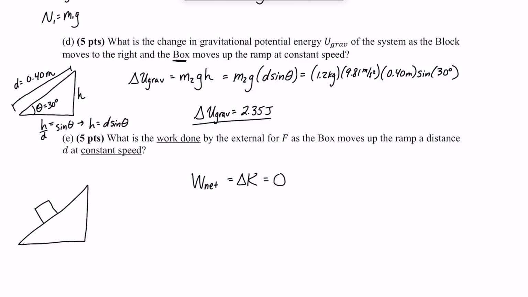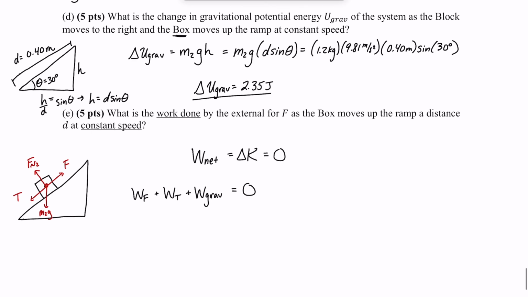Redrawing my free body diagram for my box, again, just for reference, I have gravity, the applied force, the tension force, and the normal force here. Only the applied force, the tension force, and the force due to gravity do non-zero work. And now I can solve for the work done by the applied force by calculating the work done by tension and the work done by gravity.